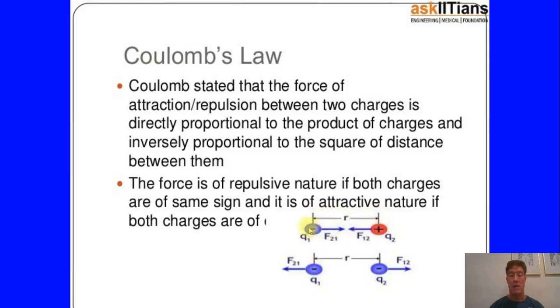And that gives us this R distance. And here we have a positive, a negative and a positive. The force is going to be pulling them together. Here we have a negative and a negative. The force is going to be pushing them apart.